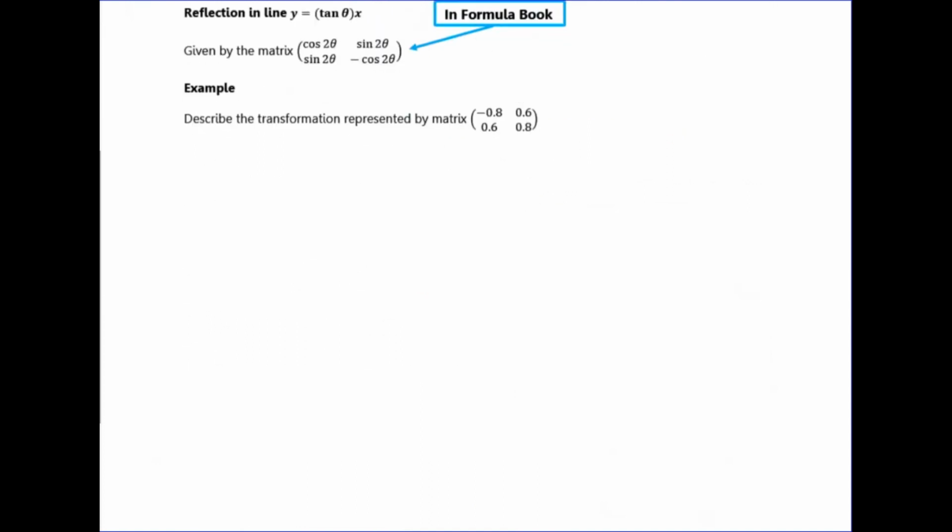So all we've got to do is we've identified that this is a reflection. We've got to work out what the angle is to work out what the gradient of the straight line is. Okay. So I'm going to set cos 2 theta equal to minus 0.8. And I'm going to set sin 2 theta equal to 0.6. And I've got to find the value of theta that works for both of these equations.